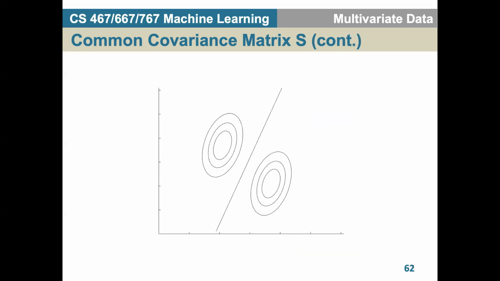If we write this pictorially, this is actually a linear classifier. It's a linear separator. It's no longer some curve. And again, it's linear because the covariance is the same, which means they are along the same direction. Covariance is the same.